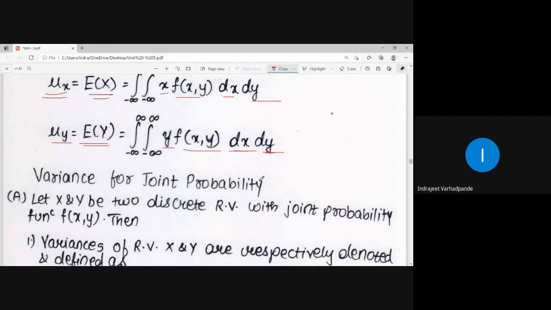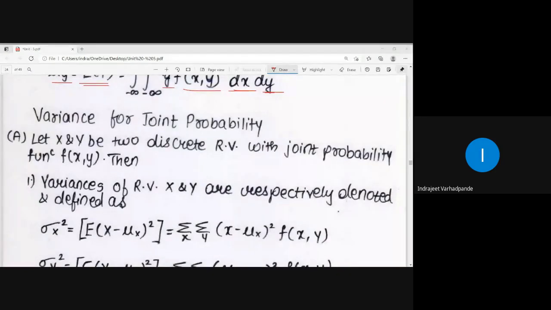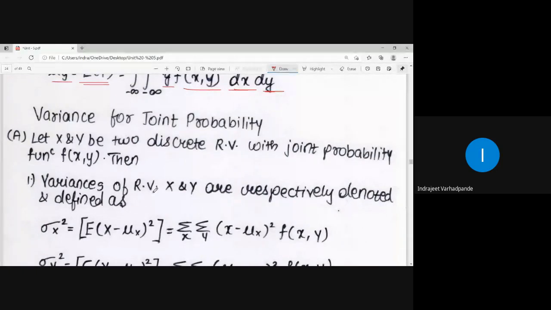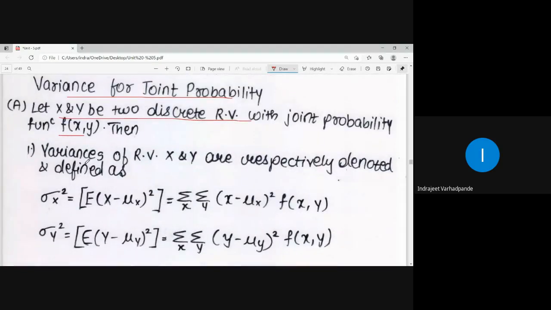Now, I know that the definition of variance was expectation of X minus mu whole square. So I will now be defining the variance for the joint probability function. How do you get the variance for the joint probability function? If X and Y are two discrete random variables with joint probability function f of xy, then the variances of random variables X and Y are respectively denoted and defined as follows.